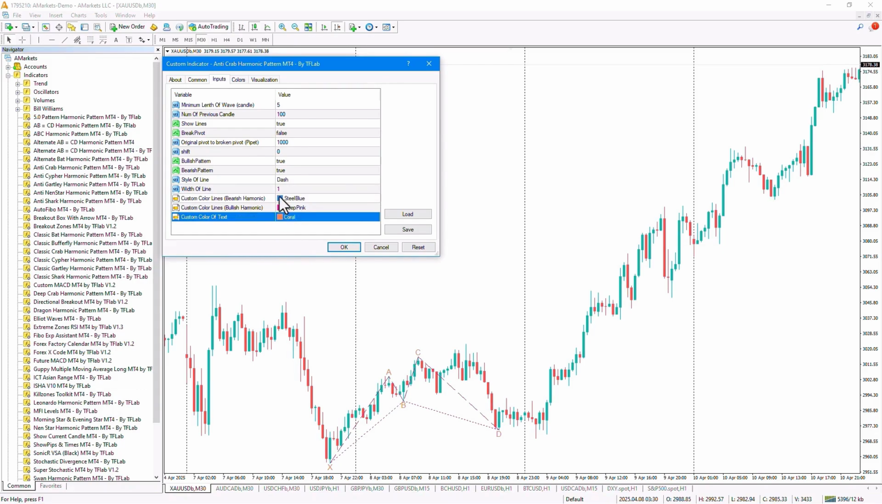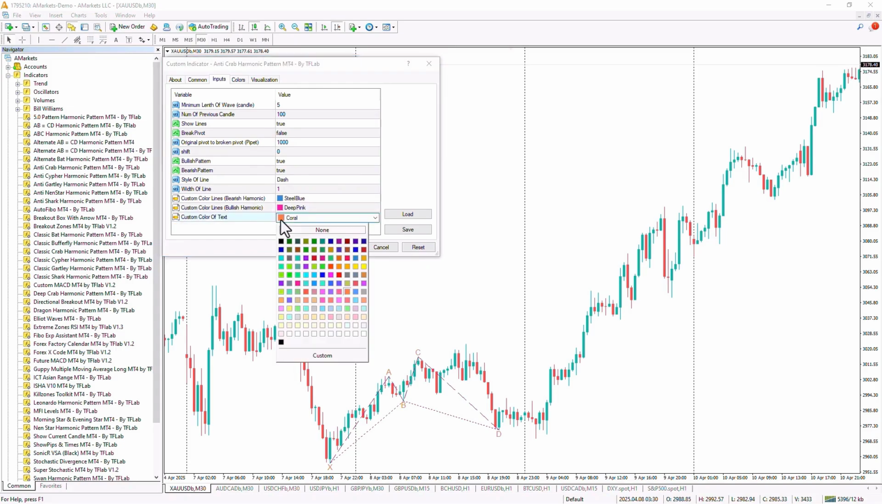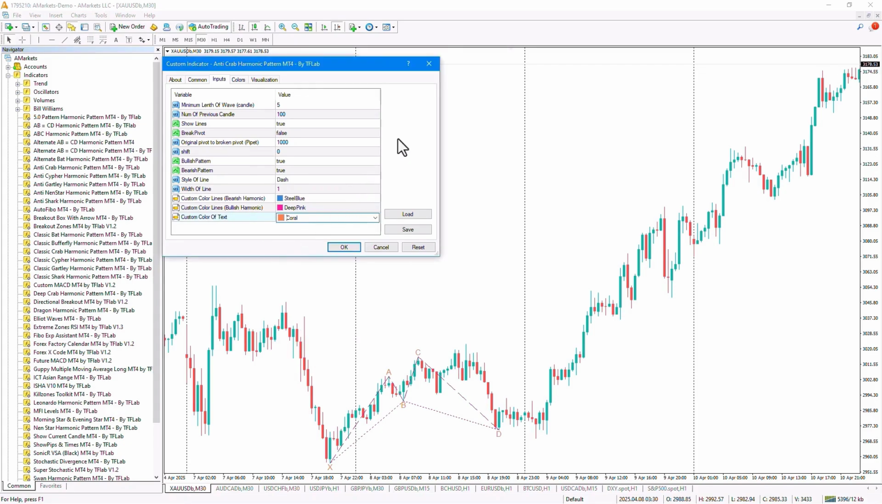In the final section, we can also choose the color of the bearish harmonic patterns, the color of the bullish harmonic patterns, and finally, the color of the harmonic pattern labels to any color we like. Be sure to pay attention to this point.